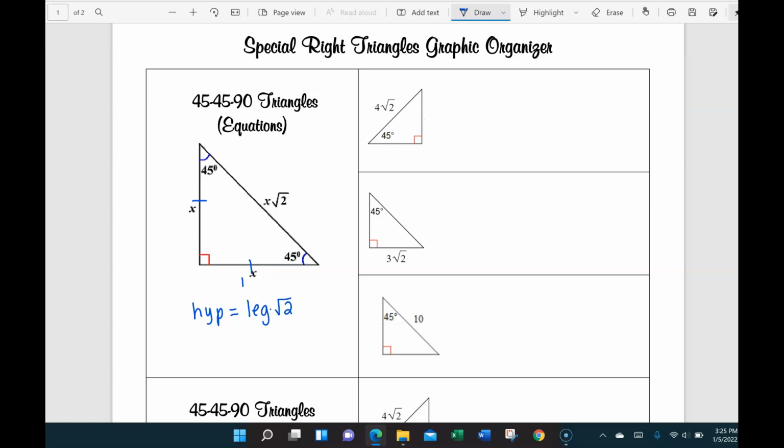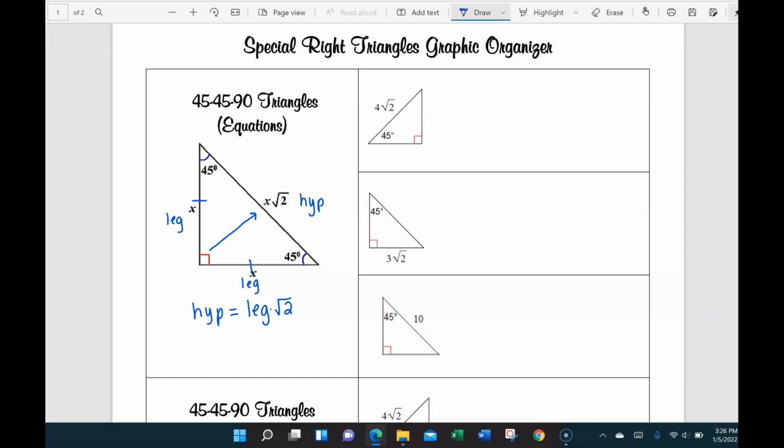And remember that our legs are the sides that make up the right angle, and our hypotenuse is the side that's directly across from the right angle. Now, when we solve problems involving 45, 45, 90 triangles, we don't always have to use equations. There are some problems that follow this pattern easily, where our legs are the same and then we see the hypotenuse as the leg times root 2.